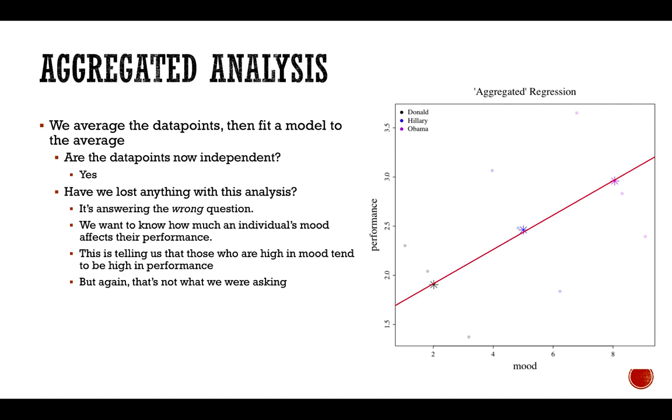But so the data points are independent now, but have we lost anything with the analysis? Well, it's answering the wrong question, or at least a different question. We want to know how much an individual's mood affects their performance. This is telling us that those who are high in mood tend to be high in performance. But again, that's not what we're asking.